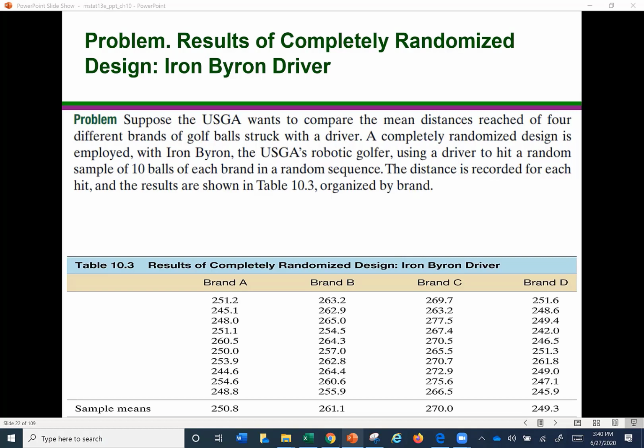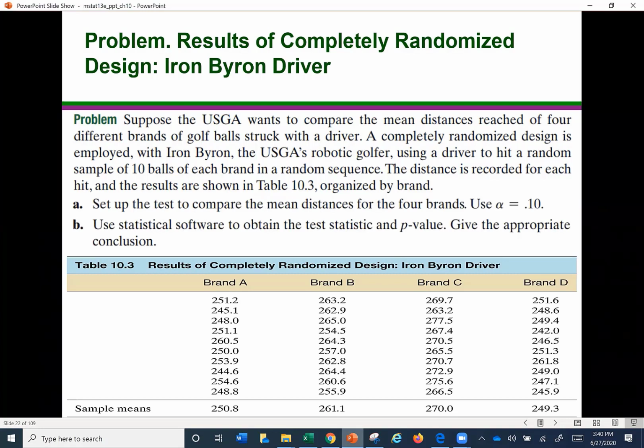A completely randomized design is employed, with Iron Byron, the USGA's robotic golfer, using a driver to hit a random sample of 10 balls of each brand in a random sequence. The distance is recorded for each hit, and the results are shown in Table 10.3, organized by brand. That is the result. First question: set up the test to compare the mean distance for the 4 brands.